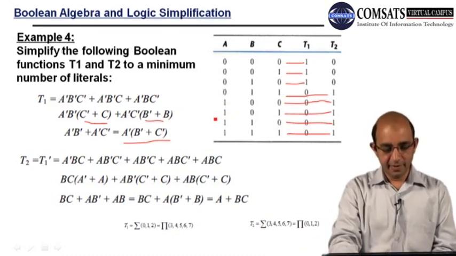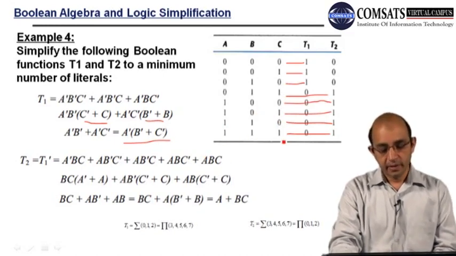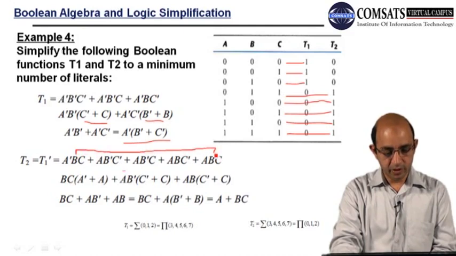So let me explain. A bar BC, A bar BC, then we have A B bar C bar, then we have A B bar C, then A, B, C bar, and here we have A, B, C. So what you can do is take B, C as common. Now we will be pairing them. B, C common, and then you have A, B bar common.